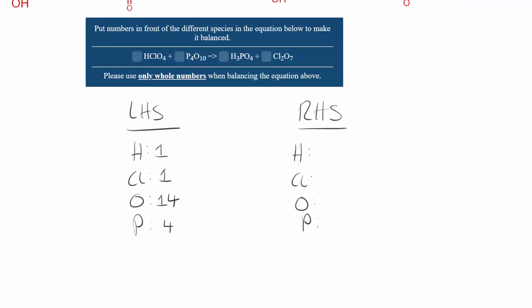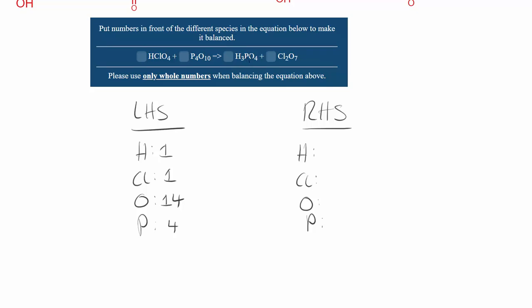So if you bring our attention now to the product side of things, for hydrogen, it occurs only in this species, the phosphoric acid, so we've got 3. Chlorine occurs here, and it occurs twice. Oxygen occurs in both species, so that's going to be 4 plus 7, so that's going to be 11, right? And as far as phosphorus, it occurs in the phosphoric acid once, so I'm going to put a 1 here for that.